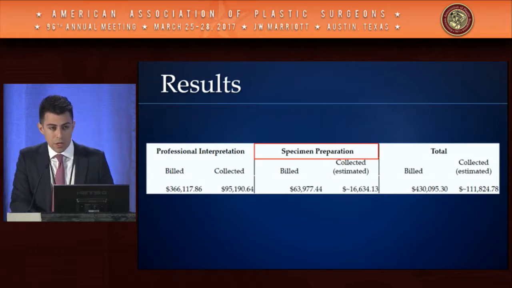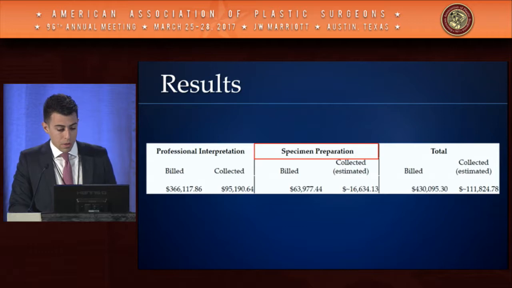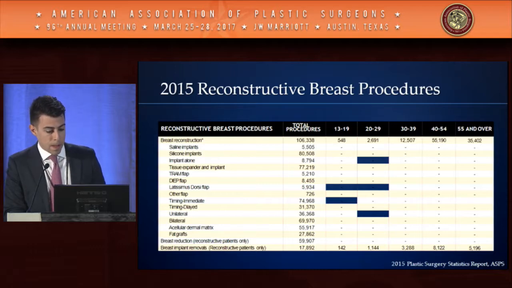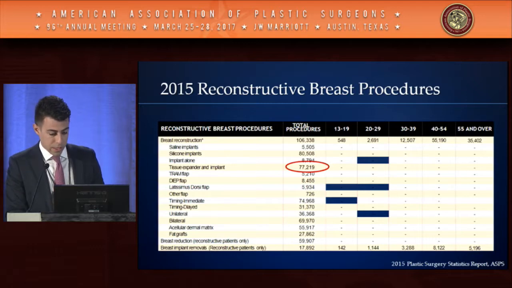So then we decided to extrapolate this data nationally. To do that, we used the AAPS statistics report from 2015 to look at how many cases were done, and we focused on tissue expanders and breast implants. So in 2015, there were 77,219 tissue expanders that were placed, and we're going with the assumption that they were subsequently removed and exchanged.